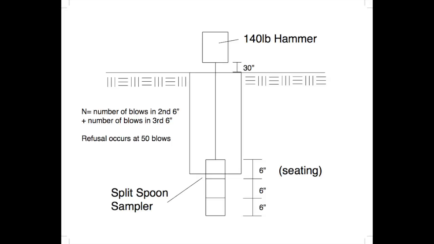A 140-pound hammer drives a split spoon sampler into the boring hole at 6-inch increments. The first 6 inches are considered seating and therefore not taken into consideration for the N values. N is equal to the number of blows to occur in the second 6 inches plus the number of blows to occur in the third 6 inches. Please note that refusal occurs at 50 blows.